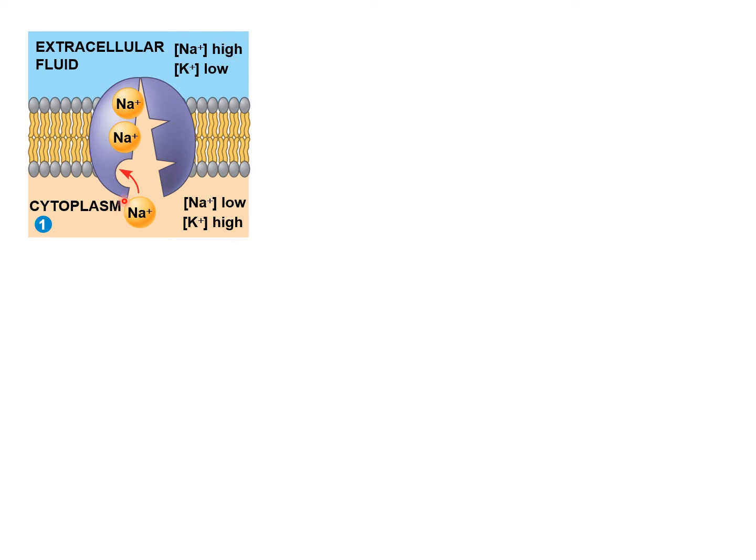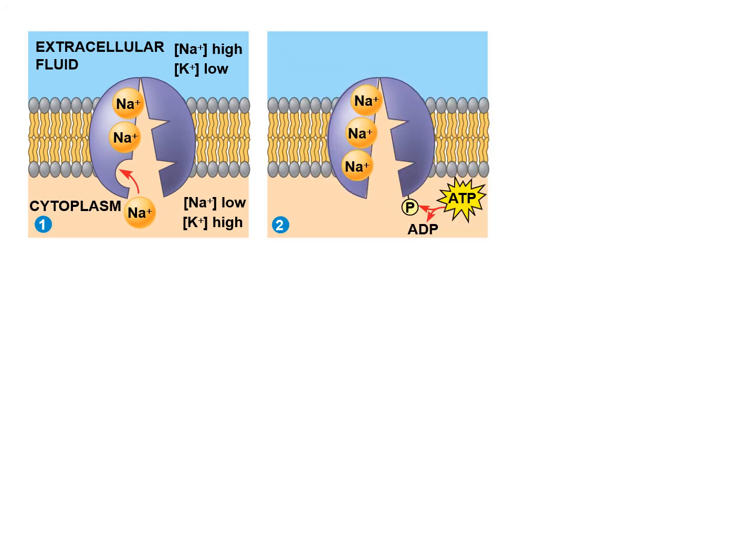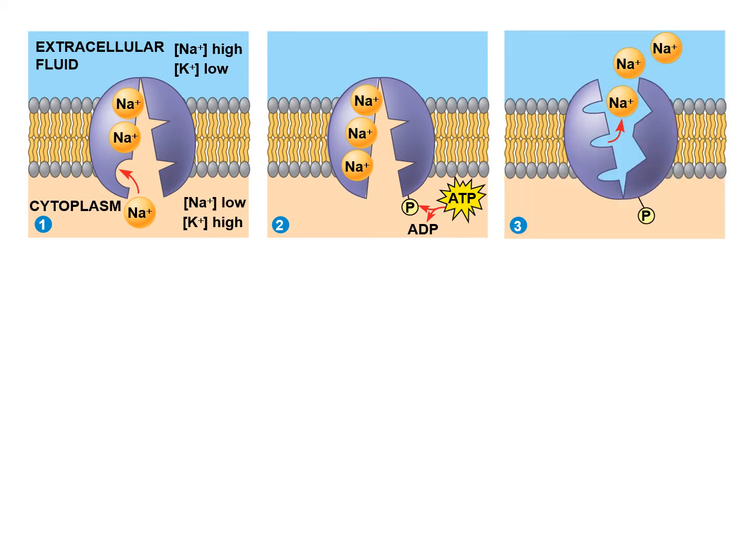Step 1, by convention, is that we bind 3 sodiums in the low sodium environment. So this is faced into the cell. That's a low sodium environment, so the sodium binds. When the sodium binds, it triggers a phosphorylation step. This carrier has enzymatic activity, meaning that it can take an ATP and transfer that phosphate, along with the energy, onto itself. This is called autophosphorylation.